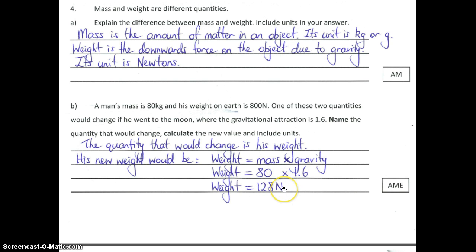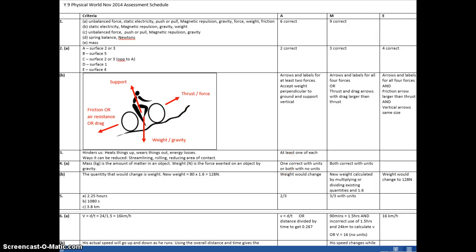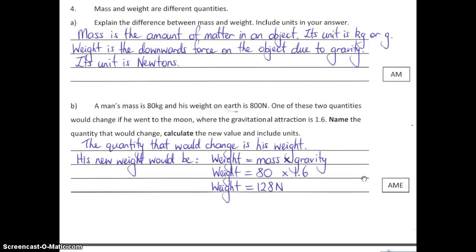You must have the units. Some people forgot the units. And the way this one was marked was, if you said that his weight would change, which is correct, then that was enough to achieve. If you tried to calculate his new weight by doing something with the existing quantities of 800 or 80 and using 1.6, so a lot of people did things like dividing 800 by 1.6 to get 500.